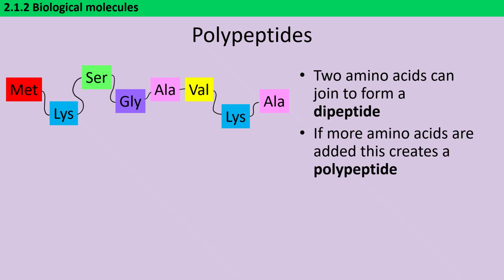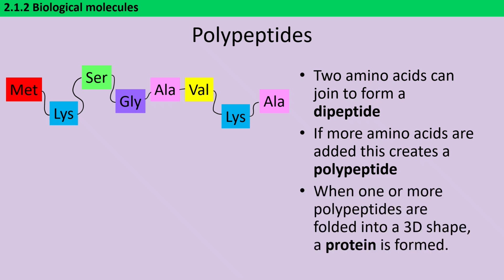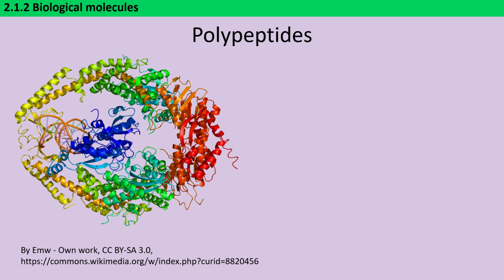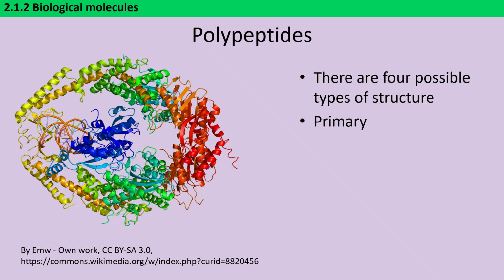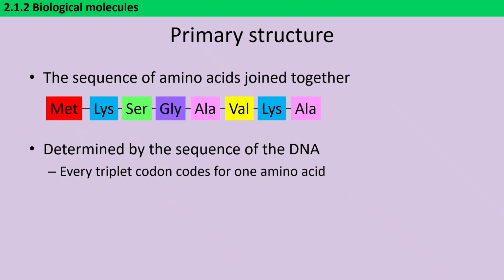But to get to a protein, we need more than just a sequence of amino acids. We need these to be folded into a 3D shape. When we start thinking about protein structure, there are 4 different stages we go through: primary, secondary, tertiary, and quaternary. The primary structure of the protein is simply the sequence of amino acids that have been joined together, and this is determined by the DNA code. So when you look at a strand of DNA, we can break every 3 bases into what's called a codon, and each one of those triplet codons codes for 1 amino acid. So when the ribosomes then assemble those amino acids and join them together, we have our primary structure.